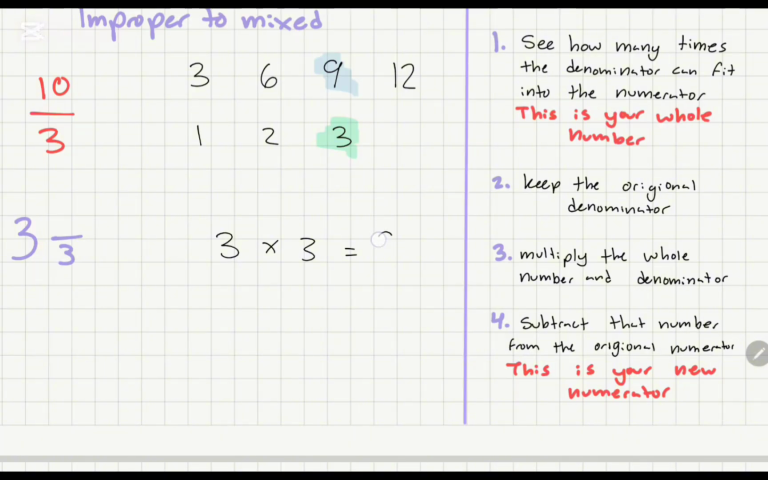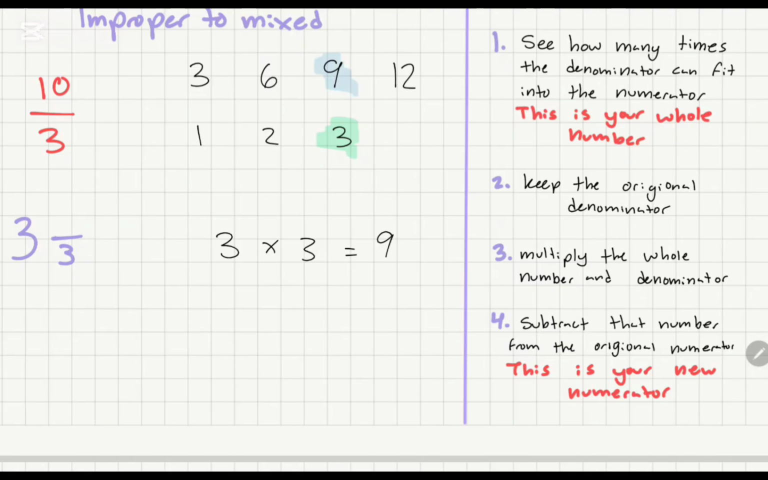Well, 3 times 3 is 9, and a little shortcut is to figure out what that number was that was close to 10 without going over it. That's a little shortcut. See how that 9 and the 9 are the same thing? That's a little shortcut for you. So our new number is 9.